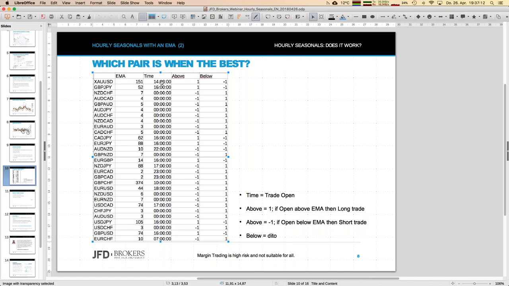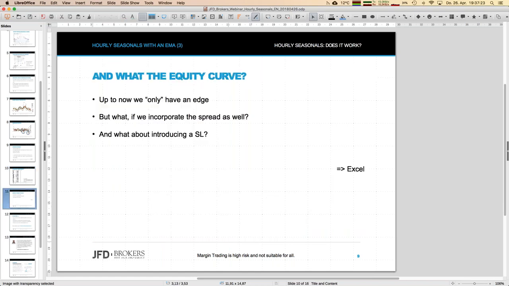Always for gold at 2 p.m. we make our decision, long above, short below EMA, and then we want to see the equity of that kind of strategy. Okay, let's prepare for that. So, more or less everything I mentioned already.